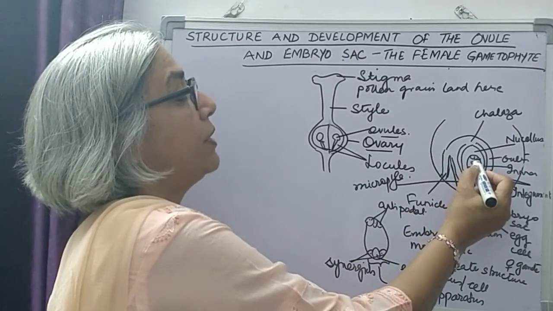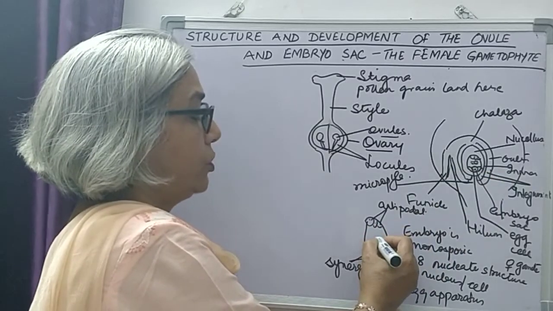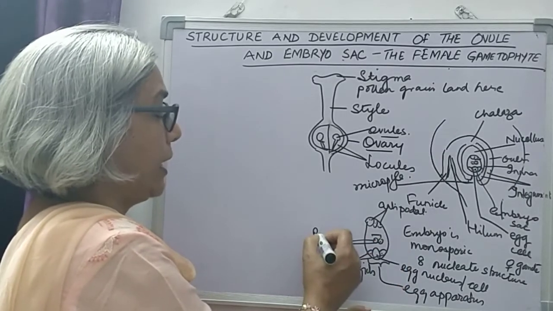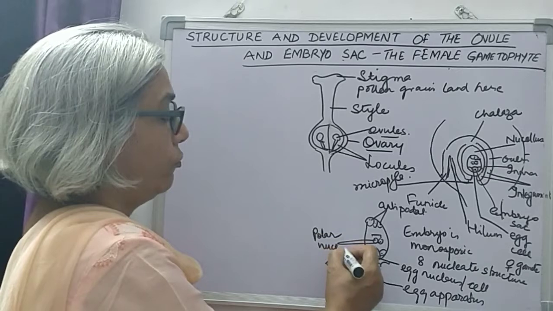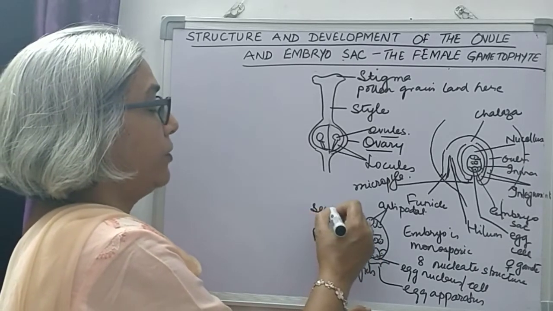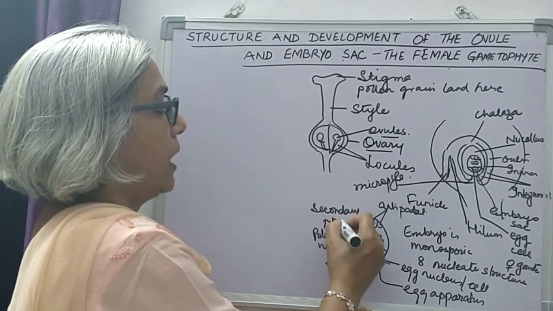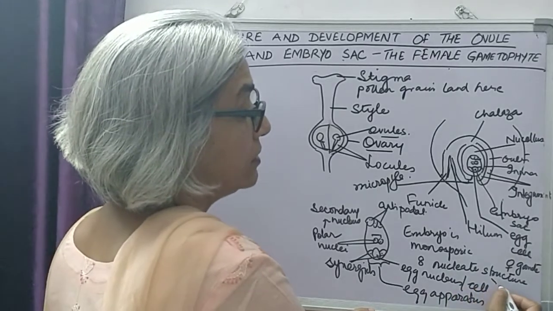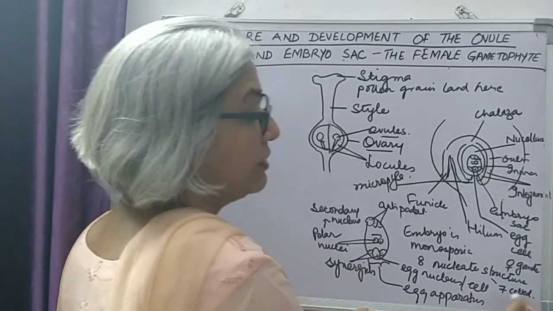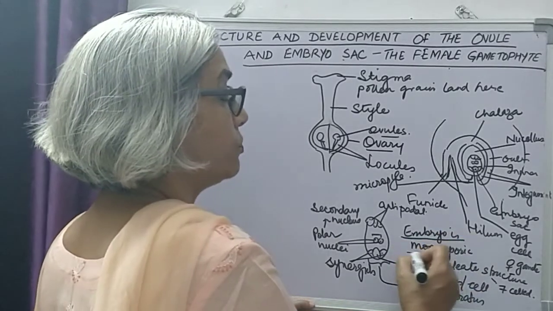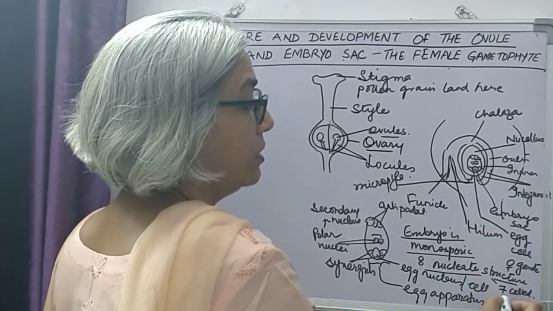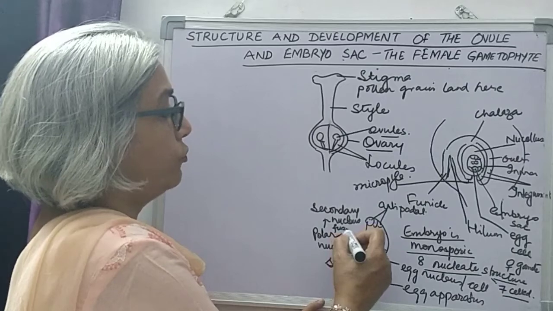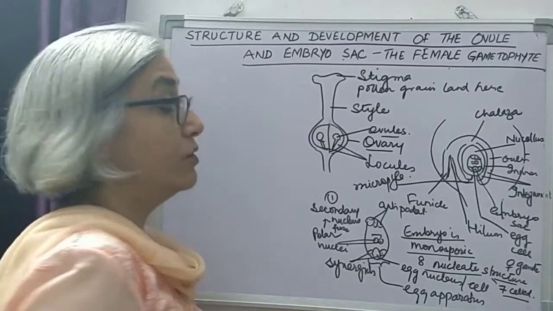2 nuclei are present in the center. These are the 2 polar nuclei which then fuse to form the secondary nucleus. So actually there are 8 nuclei in the embryo sac which finally become 7 cells. So we can say the embryo sac is a monosporic, 8-nucleate structure which changes into 7 cells because these 2 polar nuclei fuse to form one secondary nucleus. So this is the structure.